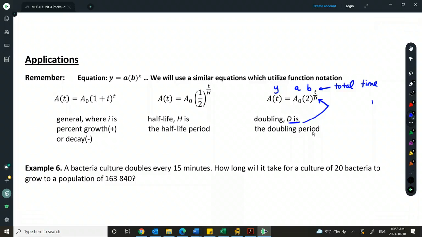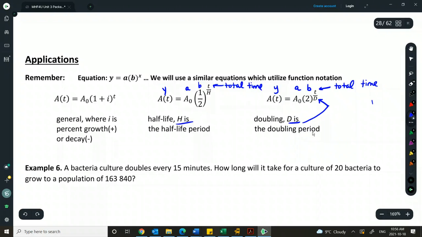Okay, and then same thing here. We say a at t, which is just like amount at time t. That's like our y. This is the little a with the subscript of 0. It's like a initial. So initial amount, a to the subscript of 0. This is like your b, but it's specifically for a half-life question. And then again, t is your total time. And h represents that half-life period. So how long a half-life takes.